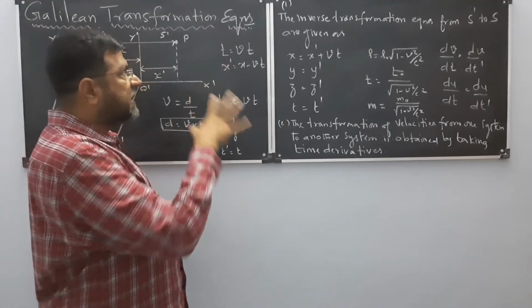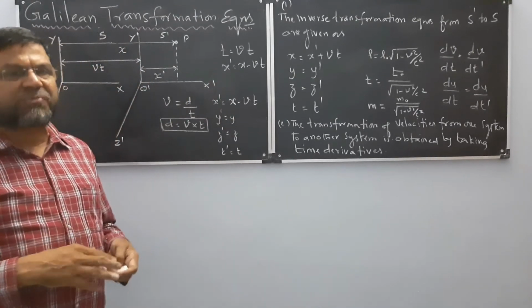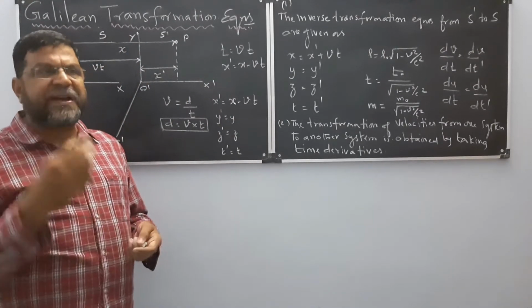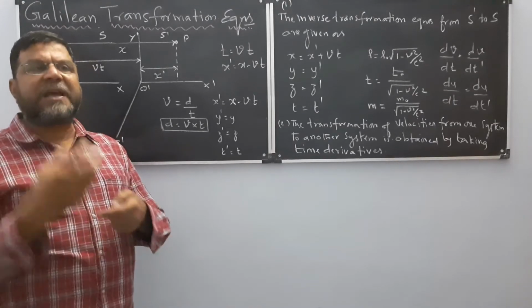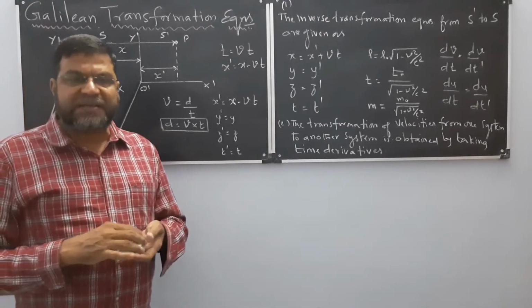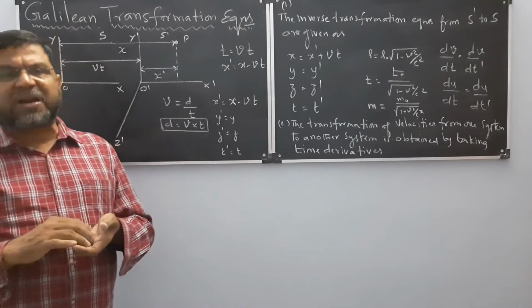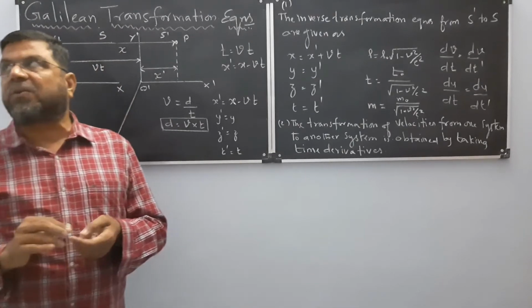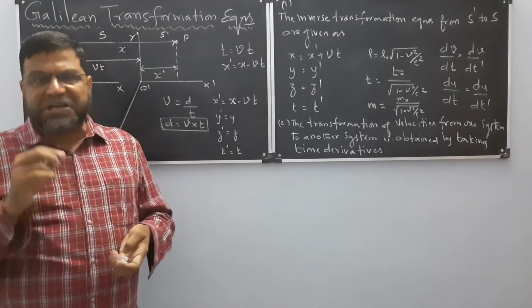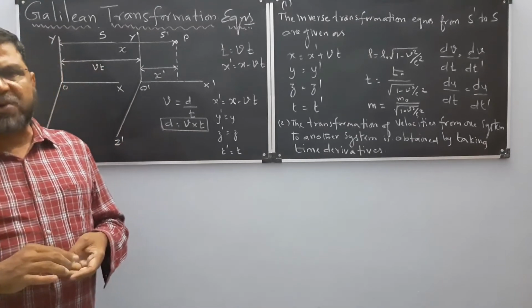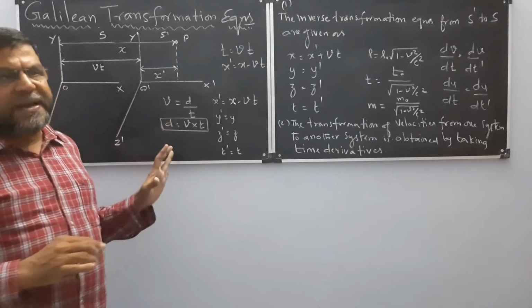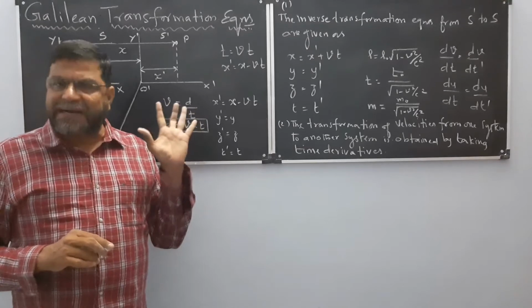So there were some defects in the Galilean transformation equations. The defects were to be removed, and therefore for removing the defects, we are going to study another set of transformation equations. They are known as Lorentz transformation equations. So Galilean transformation equations had some defects.